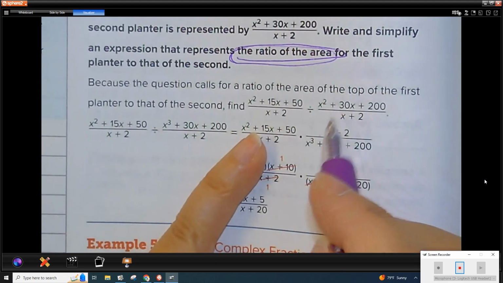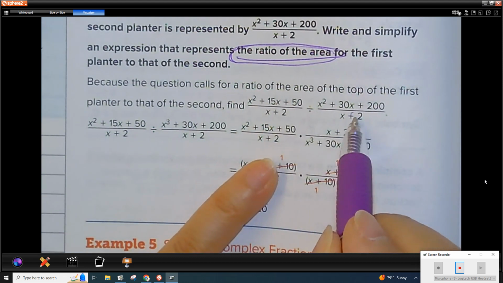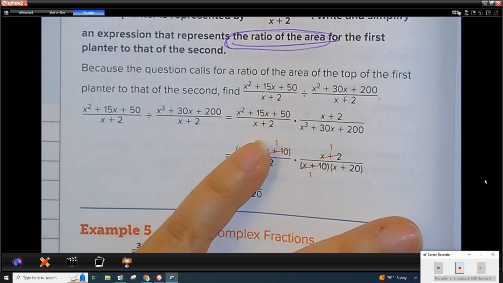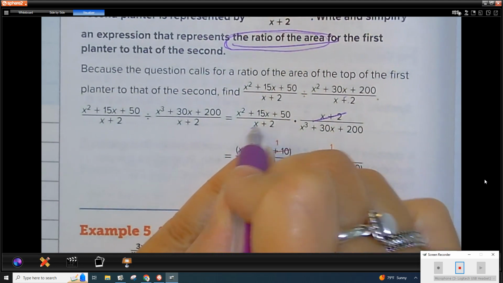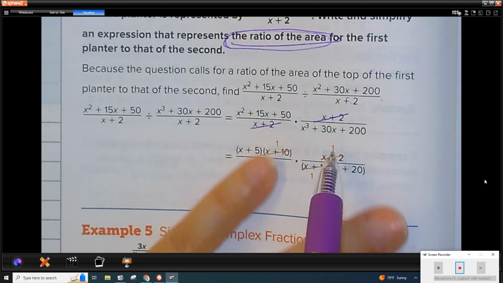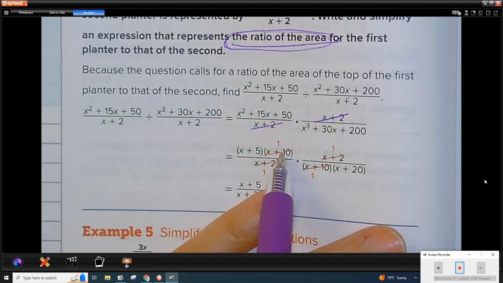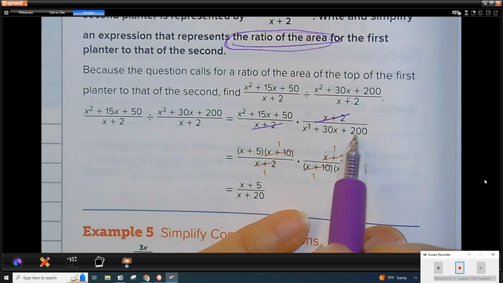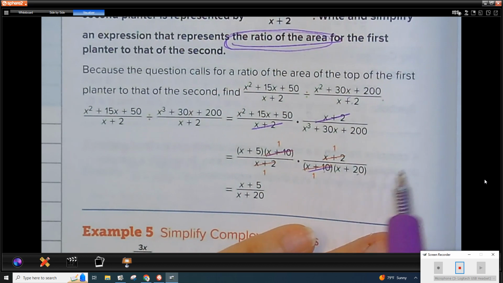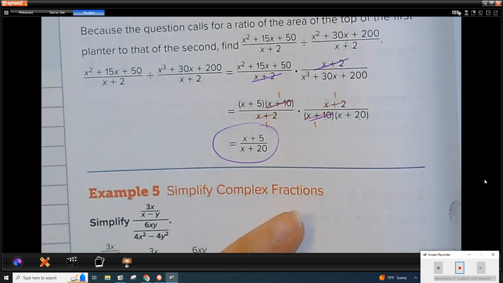And remember, when you divide, you flip the second one, so it becomes multiplication. So this goes to numerator, this to denominator. Now I have these 2 expressions right there. I know those cancel. The other 2, we got to factor to see if anything else cancels. What multiplies to 50 and adds to 15? 5 and 10. What multiplies to 200 and adds to 30 is 10 and 20. So the 10s also cancel. So we're left with x plus 5 over x plus 20.